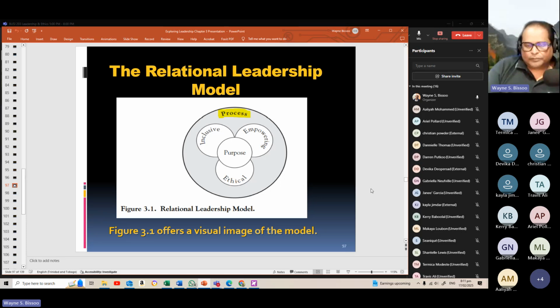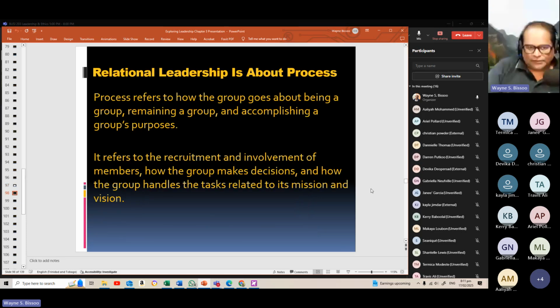Okay, so let's crack on to this area here, the relational model, last process. Here we're talking about the process orientation. So process refers to how the group goes about being a group, remaining a group, and accomplishing group things. In essence, what we're talking about is how we go about doing all of the elements that we spoke about.